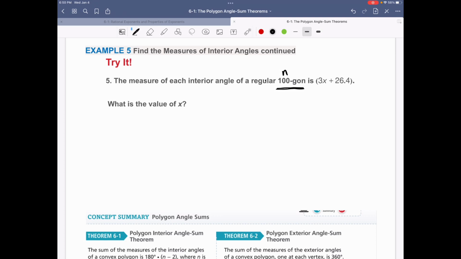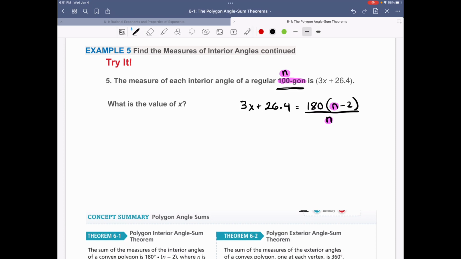So let's see, how can we figure this out? The measure of each interior angle is 3x plus 26.4. That's each angle. So remember, each angle is the one where we use the formula 180 times n minus 2 over n, because it's each, not the sum of. So we have to divide by the number of sides. Well, they told us that there's 100 sides, so we're going to plug in 100 for n.